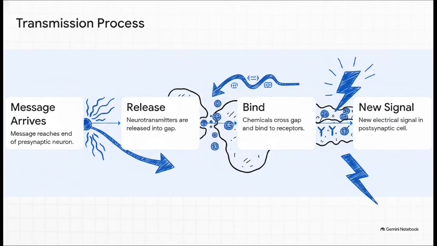Moving right along to Section 2, synaptic transmission, sending the signal. This communication happens in a beautifully sequential process. First up, an electrical message reaches the very end of the presynaptic neuron. This triggers the release of chemical messengers, our neurotransmitters, straight into the synaptic gap. These chemicals float across that tiny gap and bind to specific receptors on the next neuron. Once they attach, boom, it triggers a brand new electrical signal in the postsynaptic neuron, allowing the message to continue on its journey. It's basically an amazing relay race, going from electrical to chemical and right back to electrical.